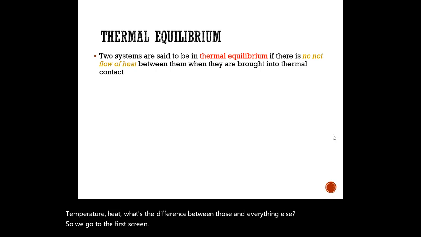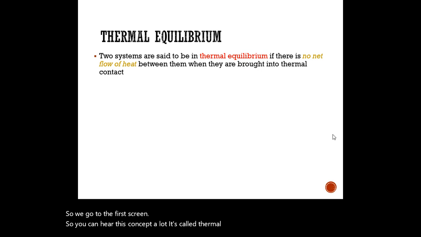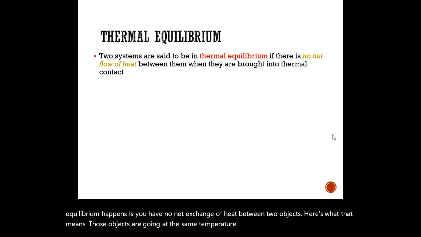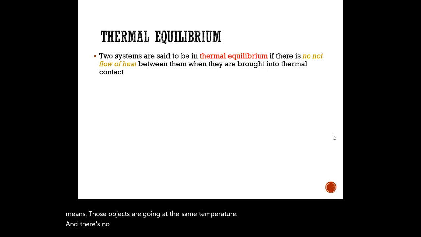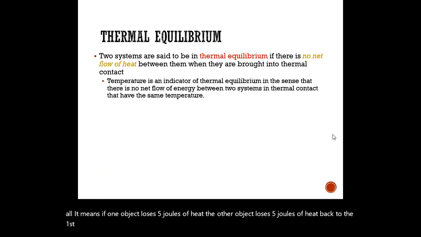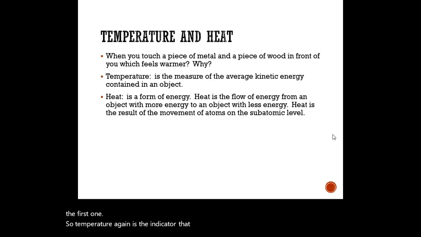Okay, so you can hear this concept a lot. It's called thermal equilibrium. And here's when thermal equilibrium happens: you have no net exchange of heat between two objects. Here's what that means. Those objects are going to be at the same temperature and there's no net flow of heat, but that doesn't mean there's no flow of heat between them at all. It means if one object loses 5 joules of heat, the other object loses 5 joules of heat back to the first one. So temperature, again, is the indicator that thermal equilibrium is occurring.